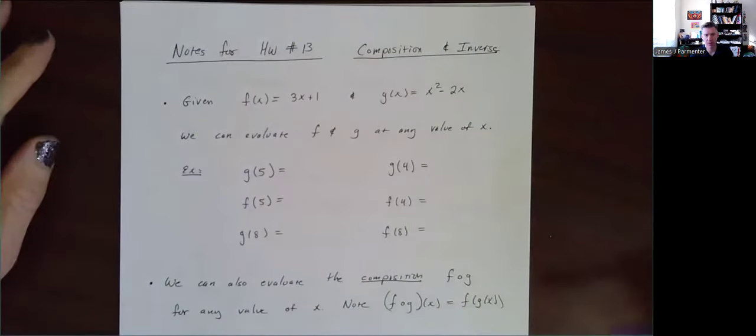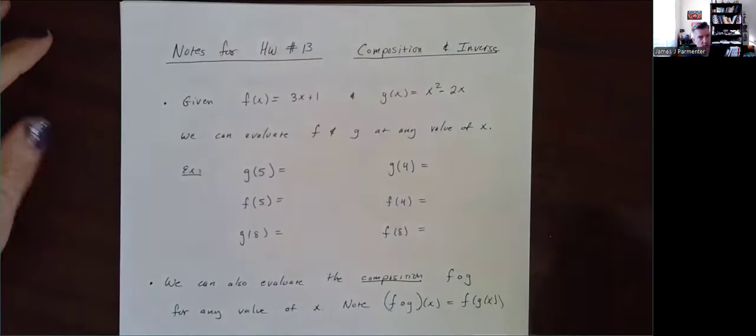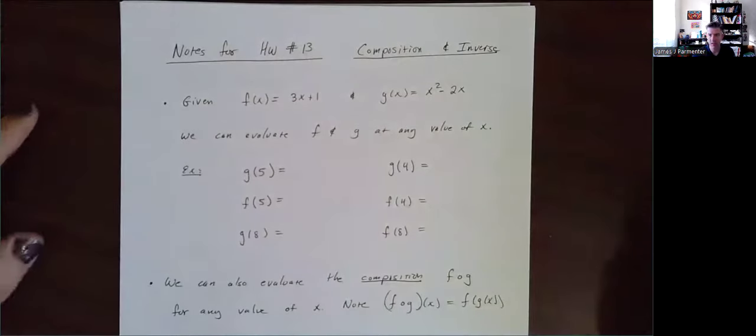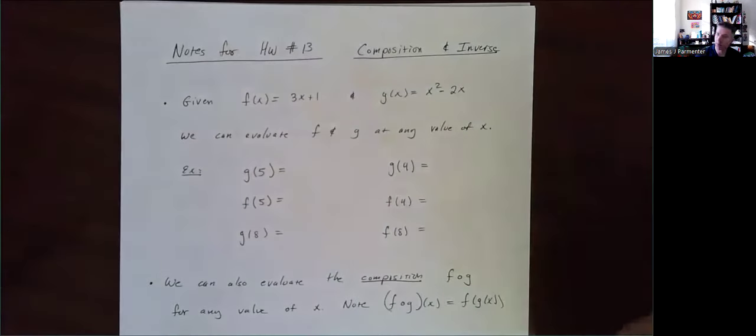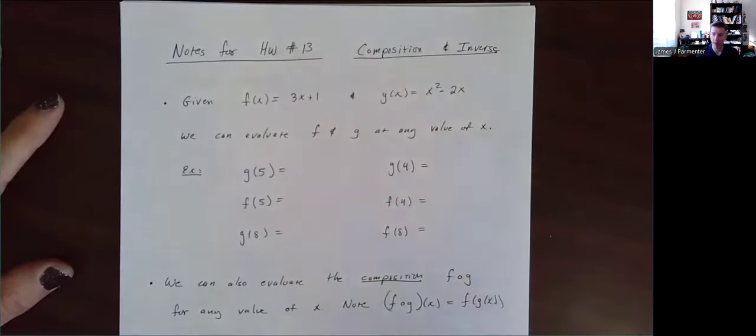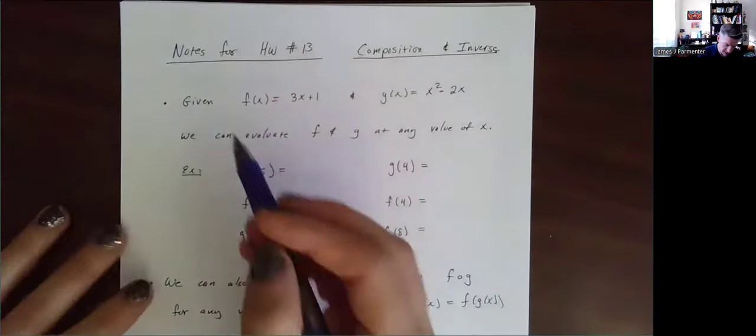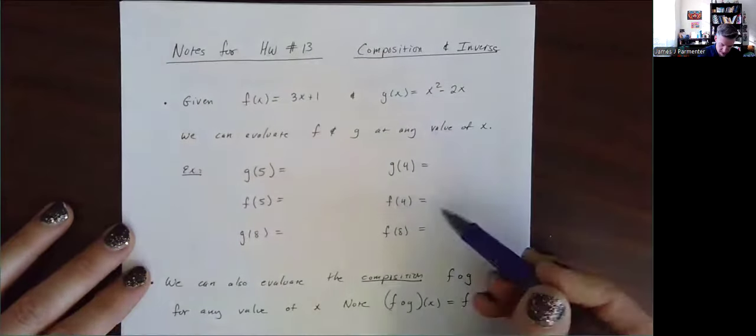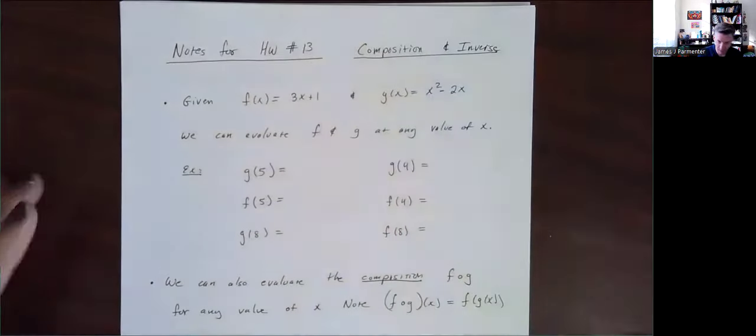Hey everybody, here are the notes for homework 13, which deals with composition of functions and inverse functions and a few related items. So let's look at some examples because really that's kind of the best way to see how a composition works. So let's say we're given that f of x is equal to 3x plus 1 and g of x is equal to x squared minus 2x.